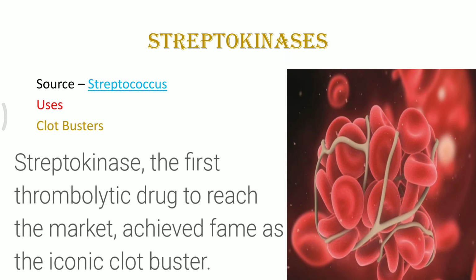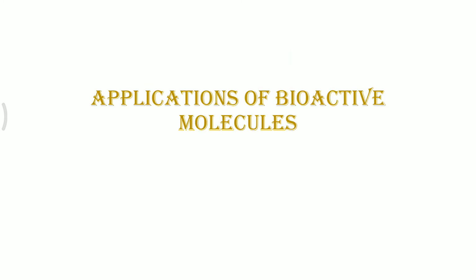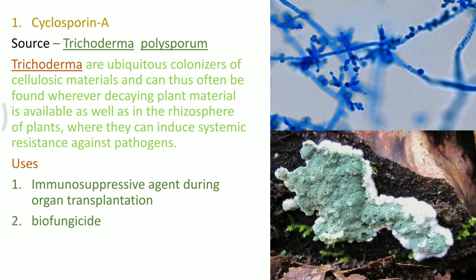So these are some of the enzymes which are extracted from the microorganisms. There are a few more bioactive molecules which are present in our body, and these molecules are required in order to make our life much easier. Cyclosporin A is one of those, and it is extracted from Trichoderma polysporum.